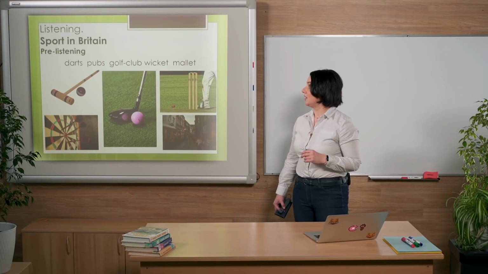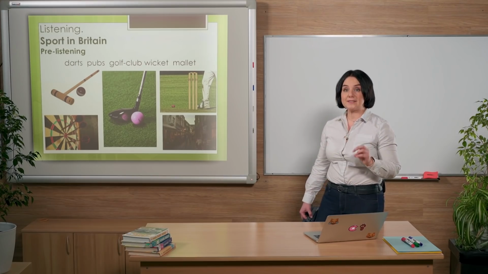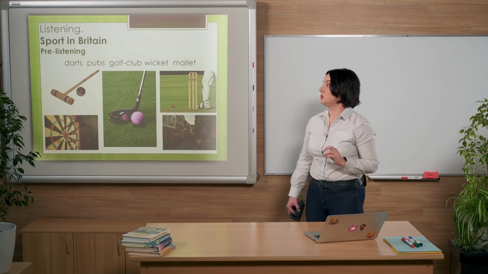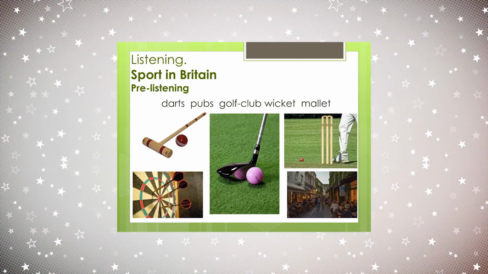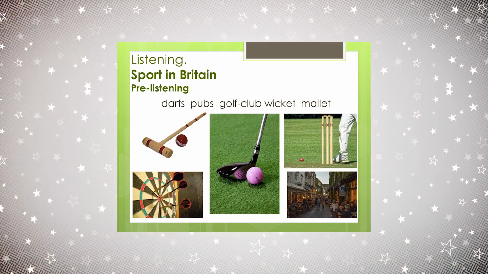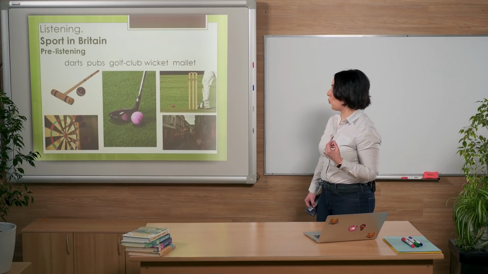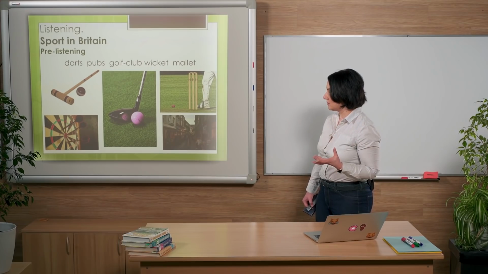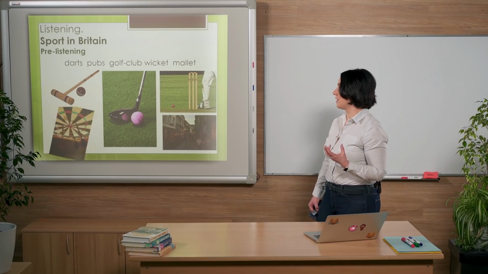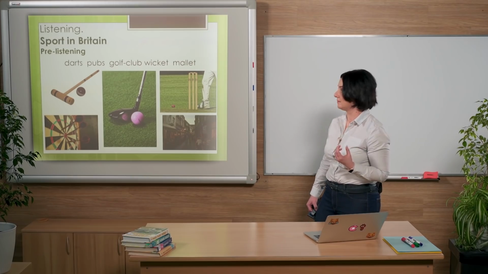Let's move on. So today we're going to do listening tasks. And before we start listening, I'd like you to take a look at the pictures and at the words. So, what do you have here? We've got darts, pubs, golf club, wicket, and mallet. Take a look at the pictures and tell me, so what is darts? Which picture is that? Right, this one, darts, a very famous game played in England.